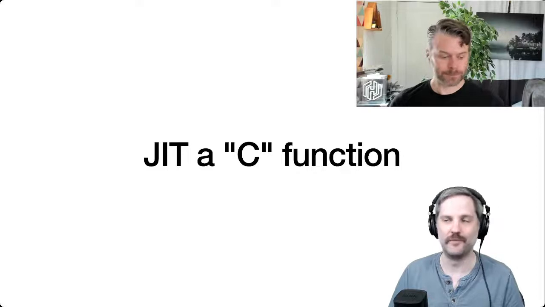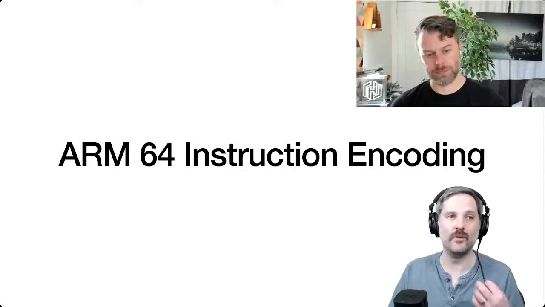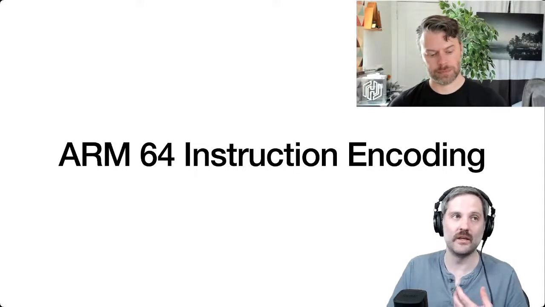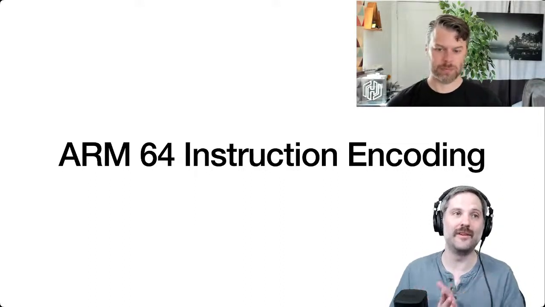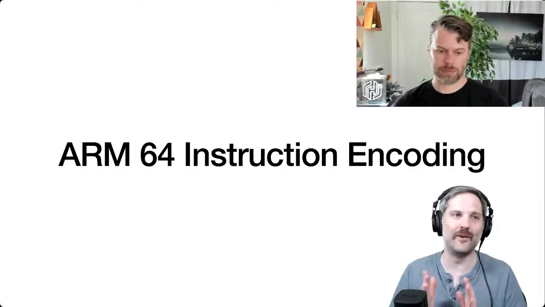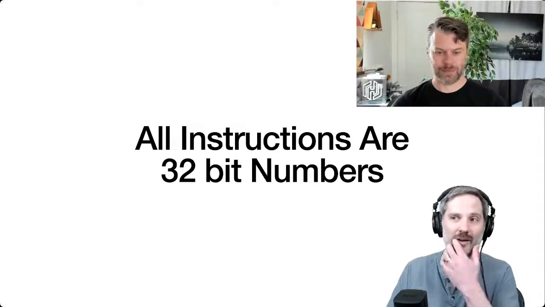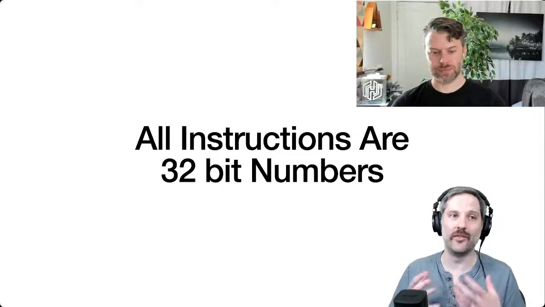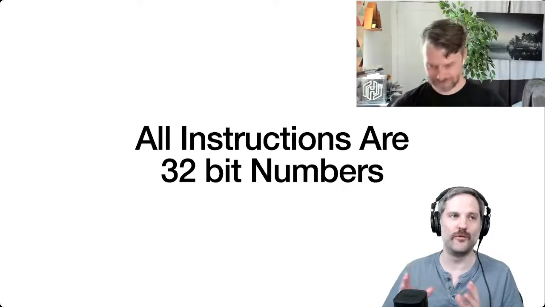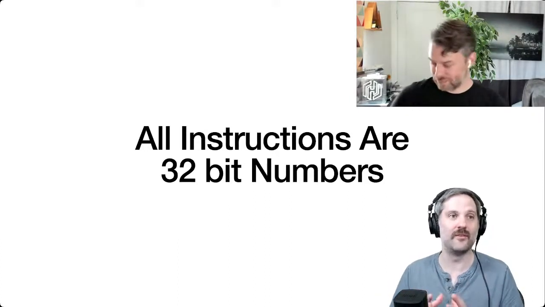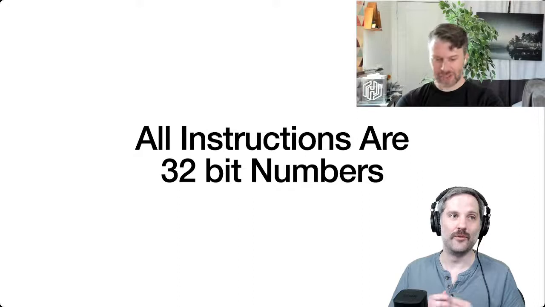It's no problem. We're going to JIT a C function, and we need to know ARM64 instruction encoding. How do we encode ARM64 instructions? It's super easy, really easy compared to x86. It's very simple, and that makes me quite happy. Every instruction in ARM64 is a 32-bit number. All of them are 32-bit numbers, totally fixed width, which is completely different from x86. x86 has variable width instructions. Here, we're just dealing with fixed width numbers, which is amazing.